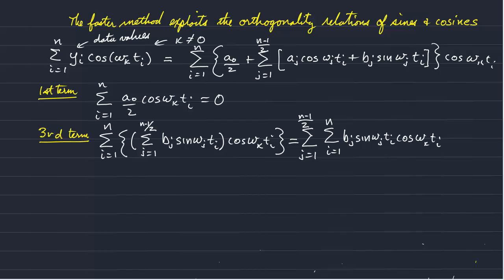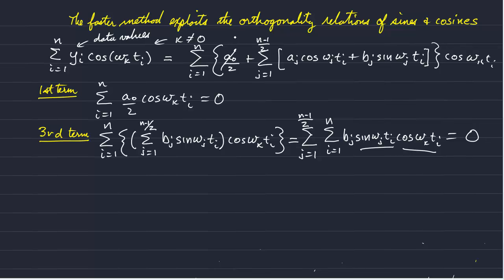And by doing so, you see that we have a product of a sine and a cosine function. And if we multiply any sine and any cosine function, and sum over an integer number of oscillations, then we're going to get 0 by the orthogonality of sine and cosine functions. So the third term turns out to be 0. So our first term is 0. Our third term gives us 0.